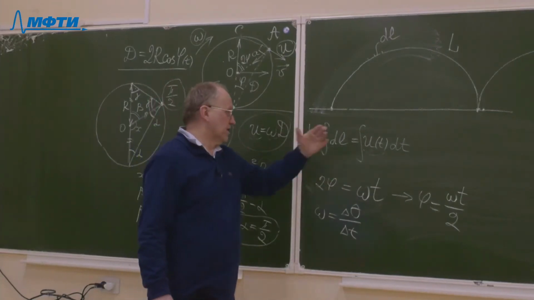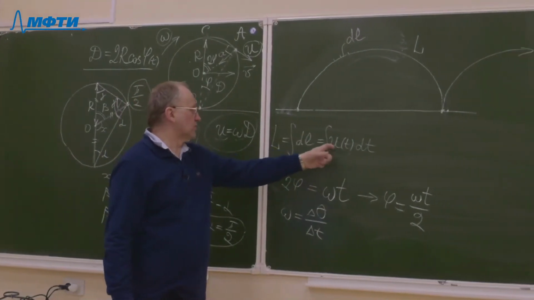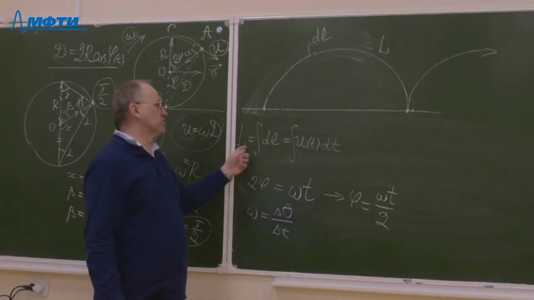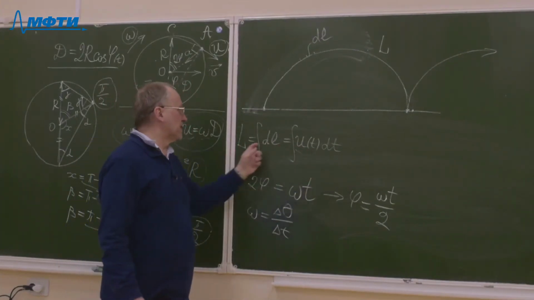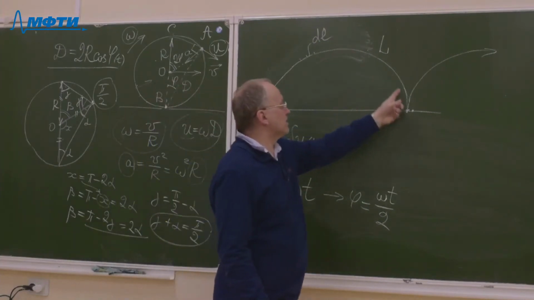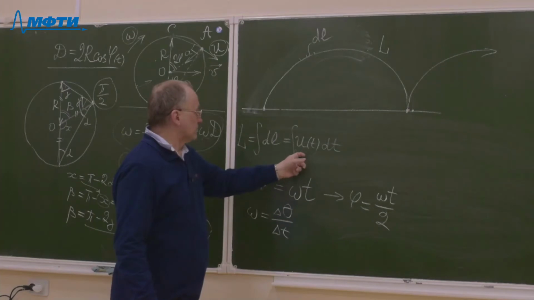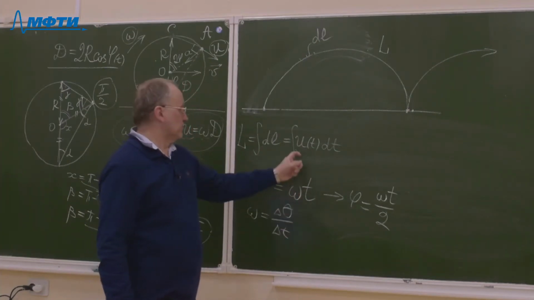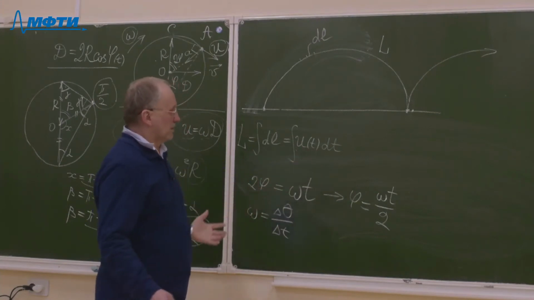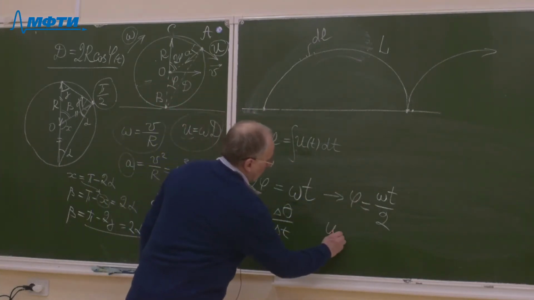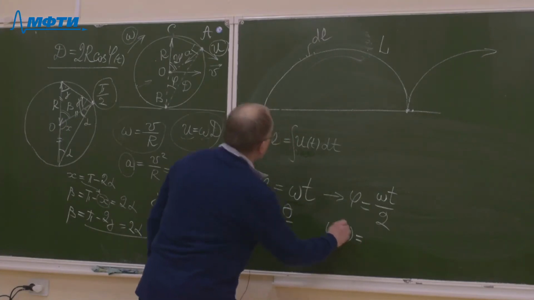I show you the goal, which I formulated in the very beginning. That is the main idea to solve the problem. That is the main idea to find the length of this trajectory. And in order to implement it, I have to find this function u as a function of t. Now I know this function. Now I can write this u as a function of t.